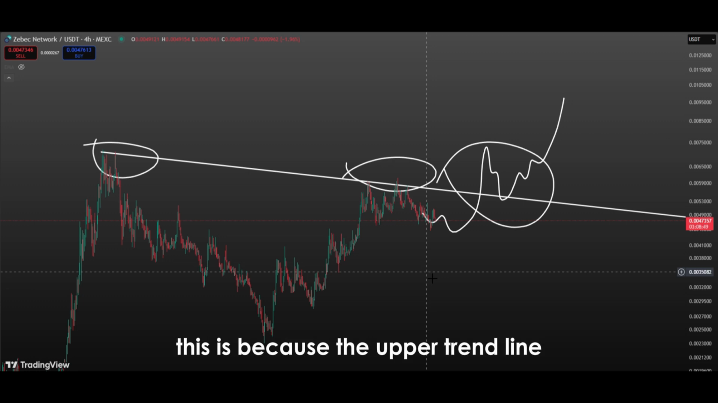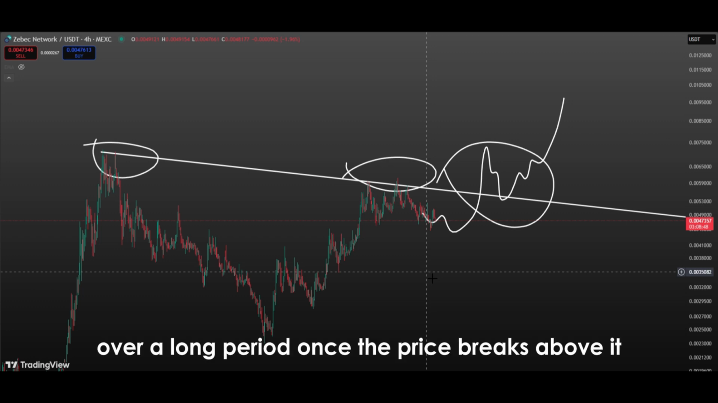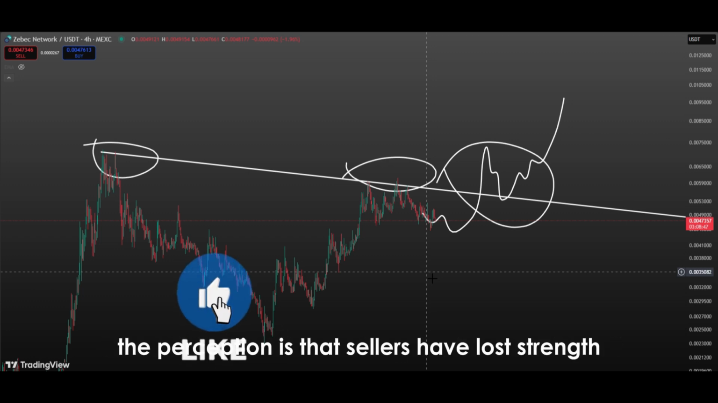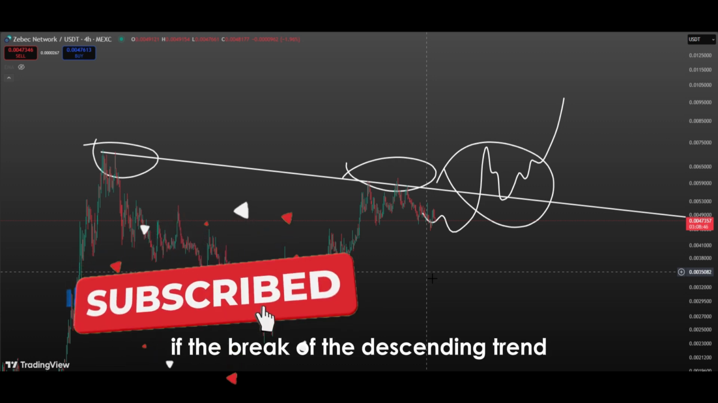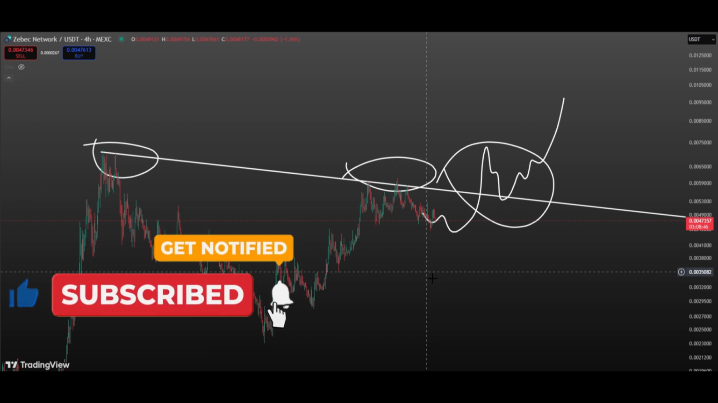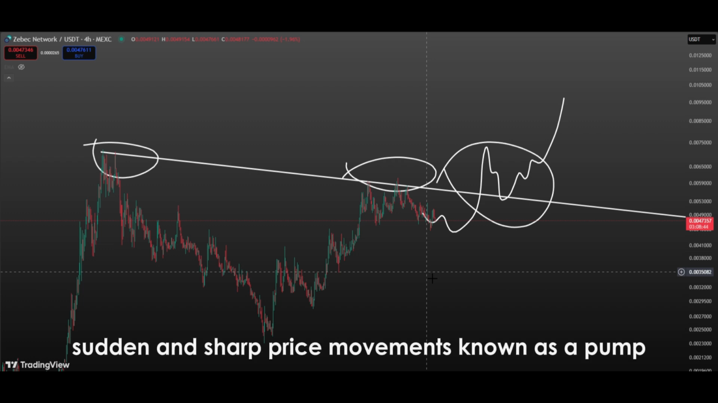This is because the upper trend line acts like a fortress for sellers over a long period. Once the price breaks above it, the perception is that sellers have lost strength and buyers have taken control. If the break of the descending trend is supported by high volume, a much stronger upward move usually begins. At this point, sudden and sharp price movements known as a pump can occur.